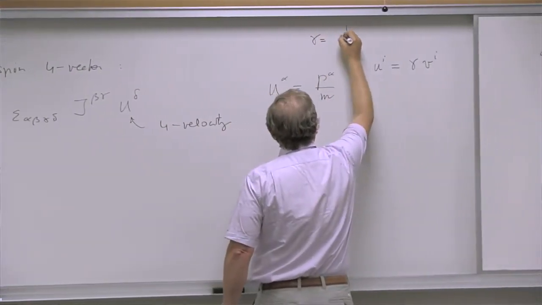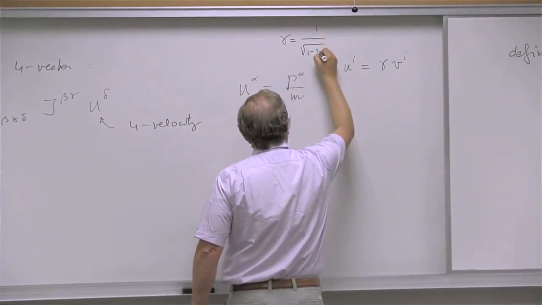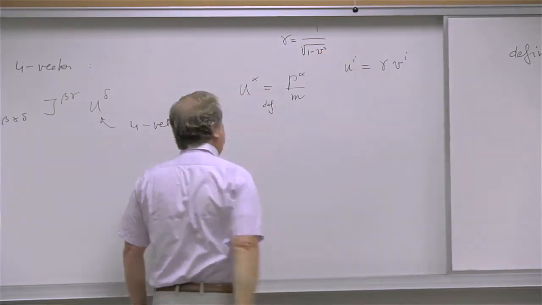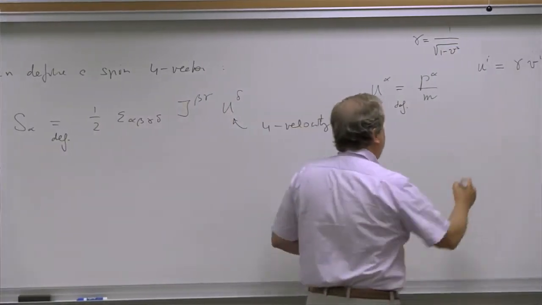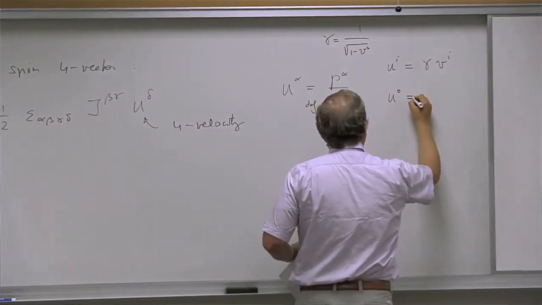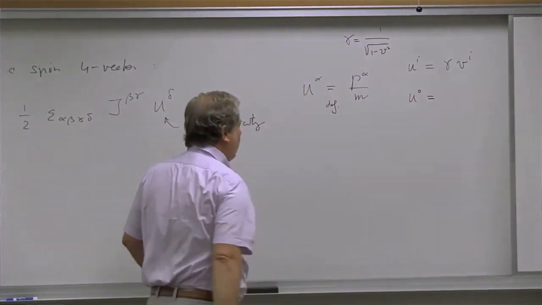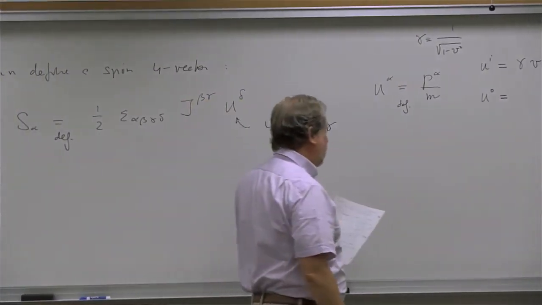Where gamma is equal to 1 over the square root of 1 minus v squared over c squared, which is 1. But there's also a u naught, and the u naught is the energy divided by m, so that is just simply gamma.